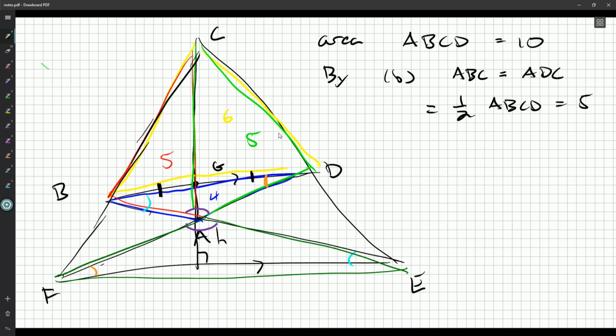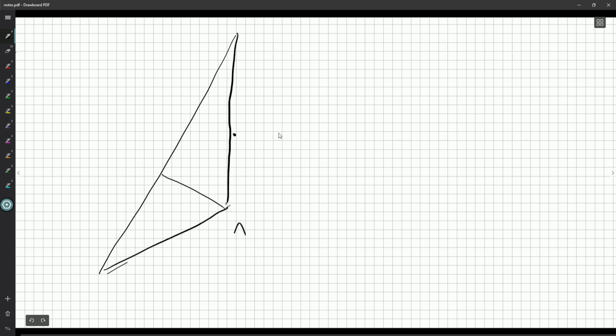Okay. So if I want ABF, let's just focus in on ABF. Yeah, put G up here. Well, I'm gonna have to draw it a little lower than that. So A here, B here, F here, C here.